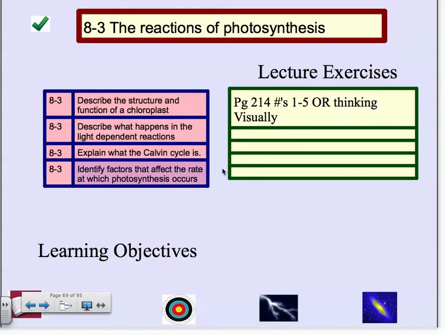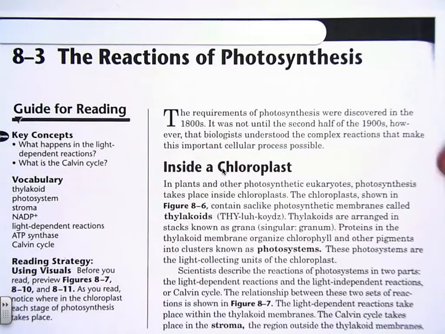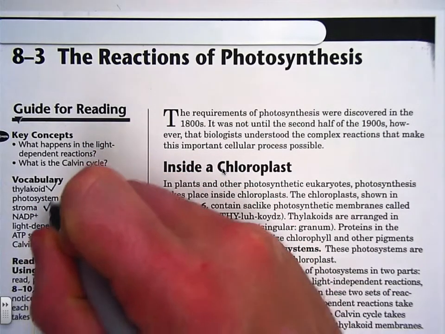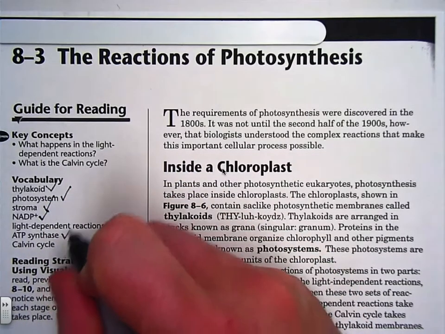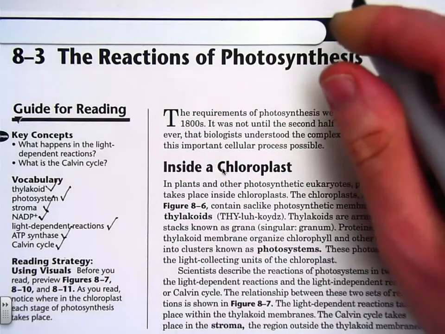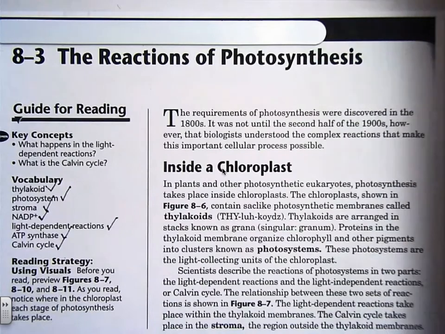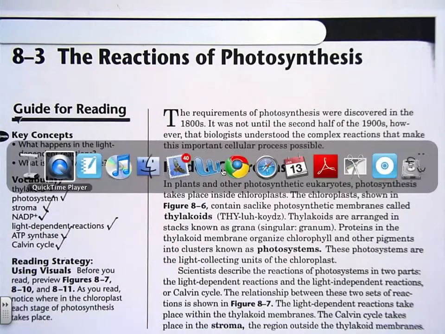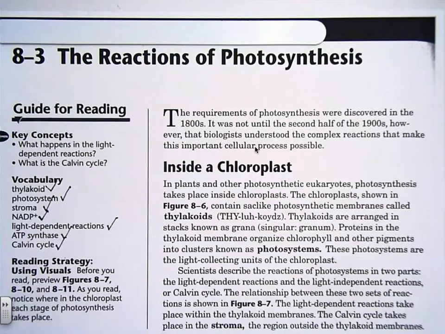Alright. Well, let's turn to our books and take a look at some of our vocabulary. We have the thylakoid, photosystem, stroma, NADP+, NAD+, light-dependent reactions, ATP synthase, and Calvin cycle. Oh my goodness, that looks like a lot of vocab words, but don't worry. Even though it looks like a lot, it's going to make sense. Also remember that our lecture exercises are number 1 through 5, or visual thinking. You can do either one of those.